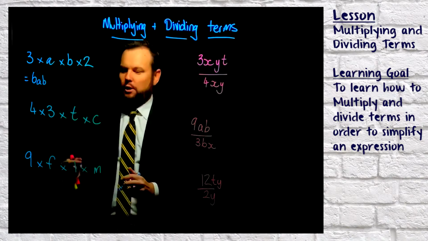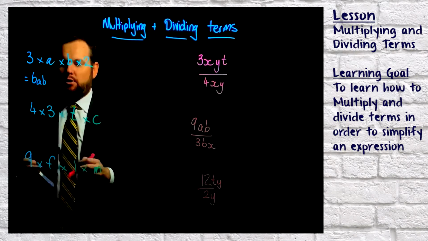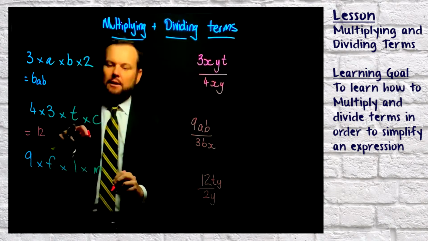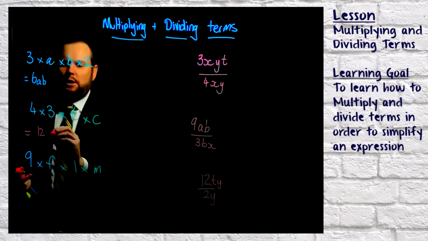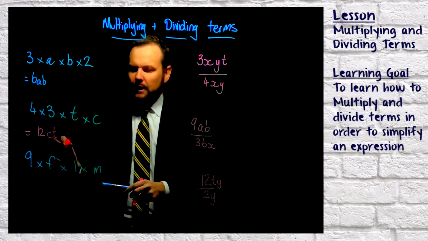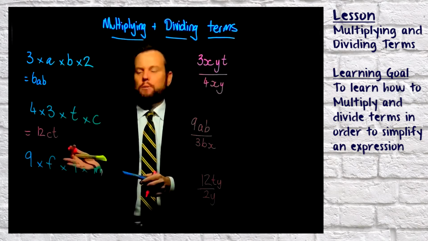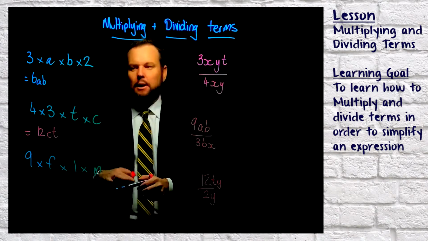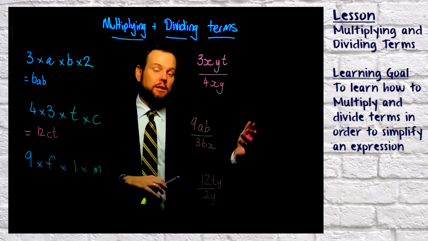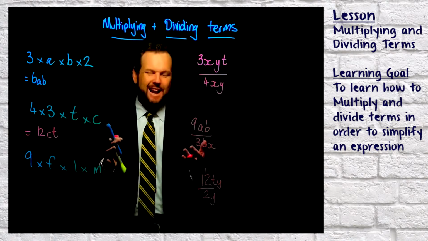This one here, 4 times 3. So I do my 4 times 3, which is 12. And then I've got a T and a C. So I would turn that around to CT because I just want to put it in alphabetical order. It doesn't matter what order you put multiplication in, it stays the same. If I do 1 times 2 times 3 times 4, that's the same as doing 4 times 3 times 2 times 1. You're going to get the same answer.